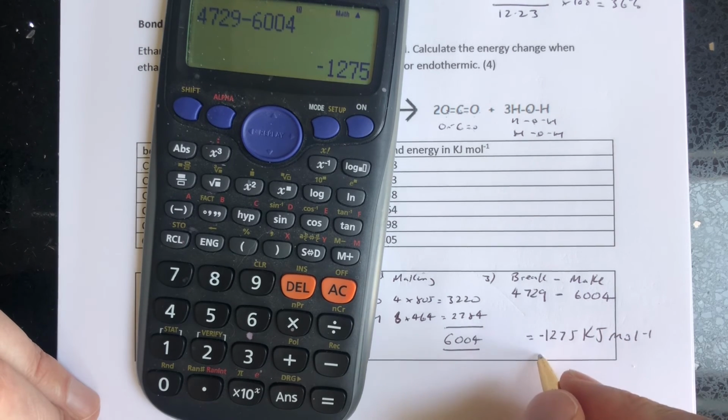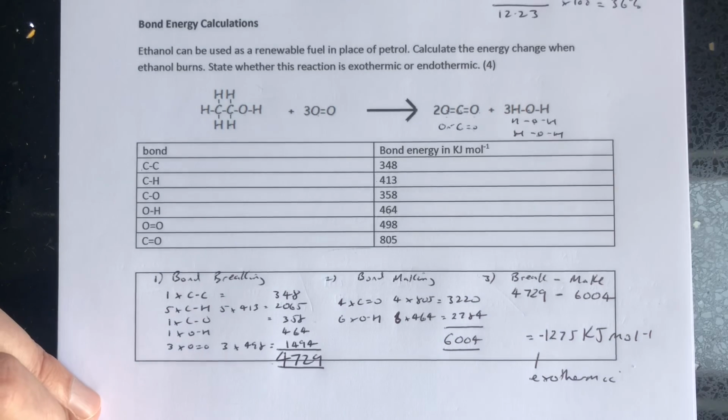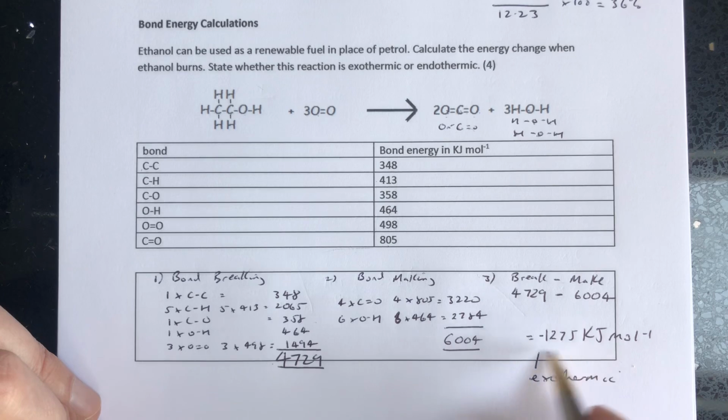Now that minus there means it is exothermic. If the net energy transfer is negative, energy is given out. So this is giving out heat energy. So if it's negative, it's exothermic. If it's positive, it's endothermic, it'll be taking energy. But this one, as I say, is exothermic.